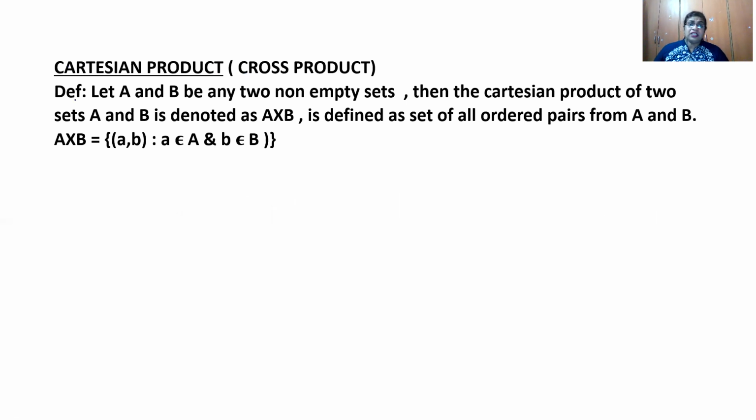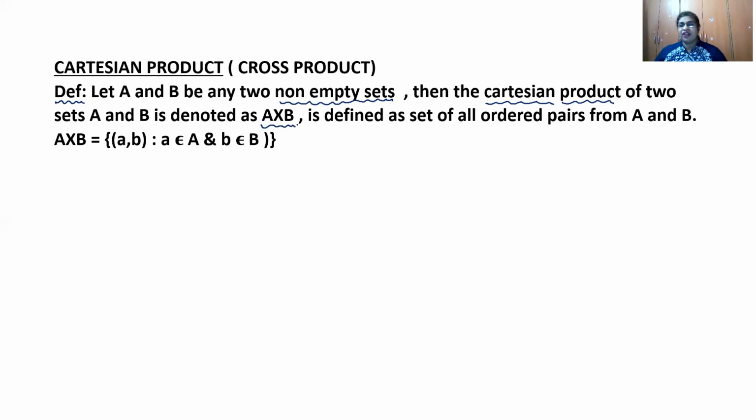Now what is the definition of this? Suppose A and B are any two non-empty sets. This word is very, very important. We cannot speak about the cross product of any empty set. So I am taking two sets A and B which are non-empty. Then the Cartesian product of two sets A and B is denoted by A cross B.